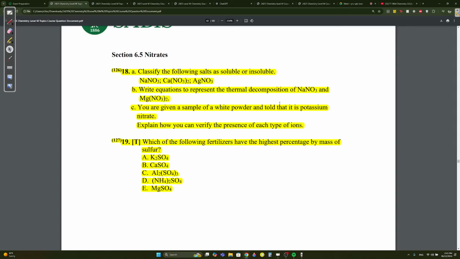You are given a sample of white powder, told it's potassium nitrate. How can you test if it's potassium nitrate? Potassium is K plus, so flame test. And what would the flame test of K plus give you? It would give you a lilac violet flame. Nitrate ions, how do you test for nitrate ions? You add a base and aluminium, and heat or warm gently to get NH3.